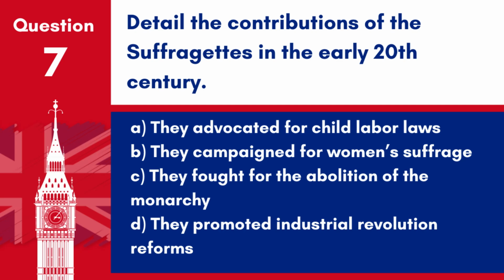A. They advocated for child labour laws. B. They campaigned for women's suffrage. C. They fought for the abolition of the monarchy. D. They promoted Industrial Revolution reforms. Answer: B. They campaigned for women's suffrage. The suffragettes were instrumental in the early 20th century for campaigning for women's right to vote.